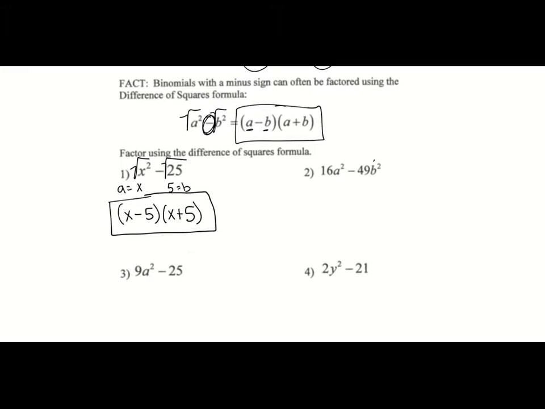So if I look at my next term, number 2, if I take the square root of both those terms, the square root of 16a squared, well, the square root of 16 is 4, and the square root of a squared is a. So that is my answer for the first one. And then the square root of 49b squared, I get 7b. So now I can take those numbers and fill them in. For my a, I have 4a. For my b, I have 7b. 4a minus 7b, 4a plus 7b.